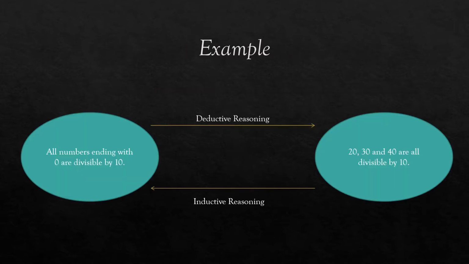For example, one might say that all numbers ending with 0 are divisible by 10, thus 20, 30, and 40 are all divisible by 10. This is an example of deductive reasoning. However, if one saw that 20, 30, and 40 were all divisible by 10, and concluded that all numbers ending with 0 are divisible by 10, then they would be using inductive reasoning.